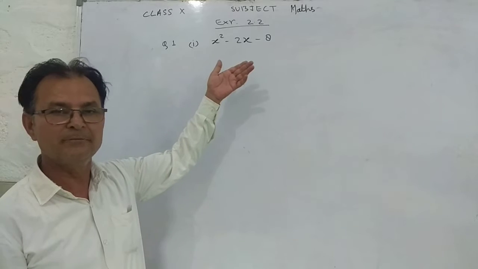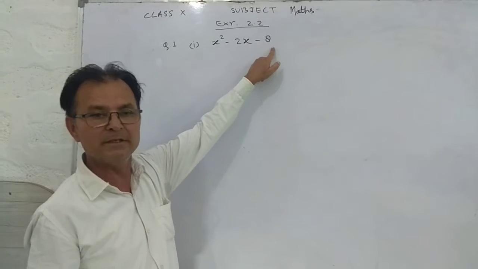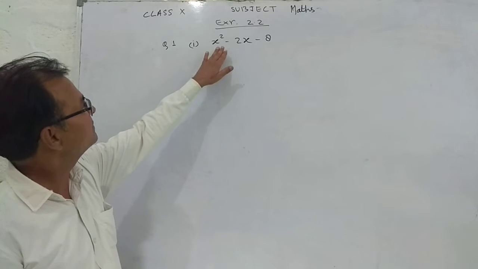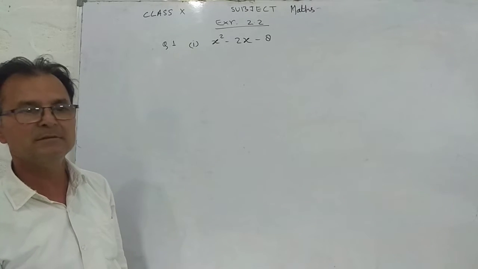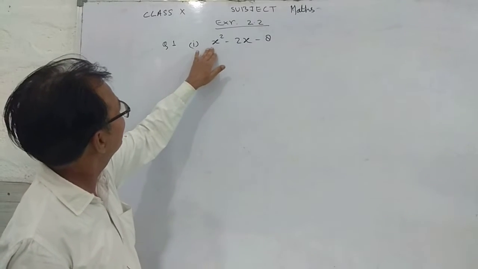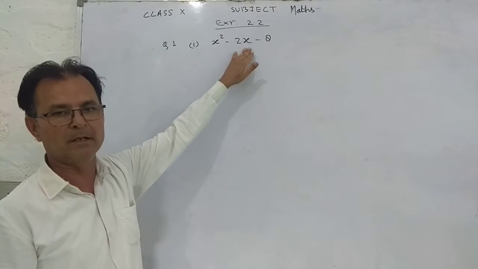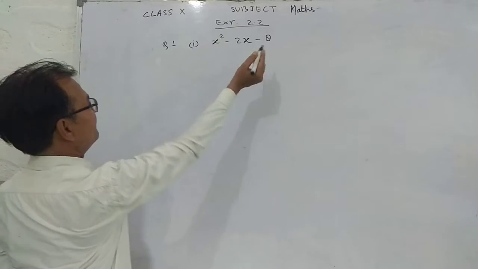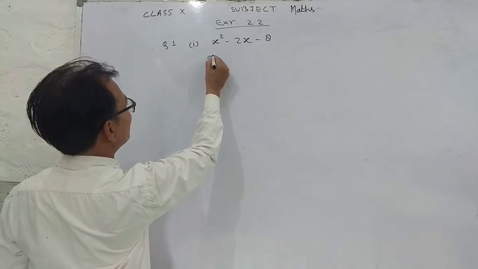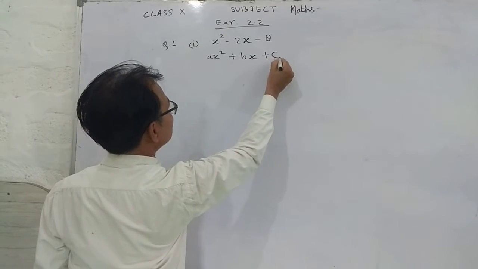So listen friends, this is x square minus 2x minus 8. It is a quadratic polynomial and we have to find its zeros. So same as the previous class, we find the factors of x square minus 2x minus 8 by splitting the middle term. So we will compare x square minus 2x minus 8 with the standard form ax square plus bx plus c.